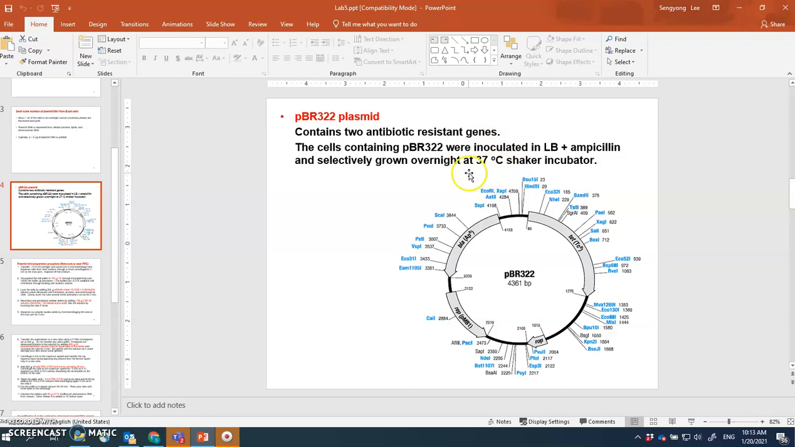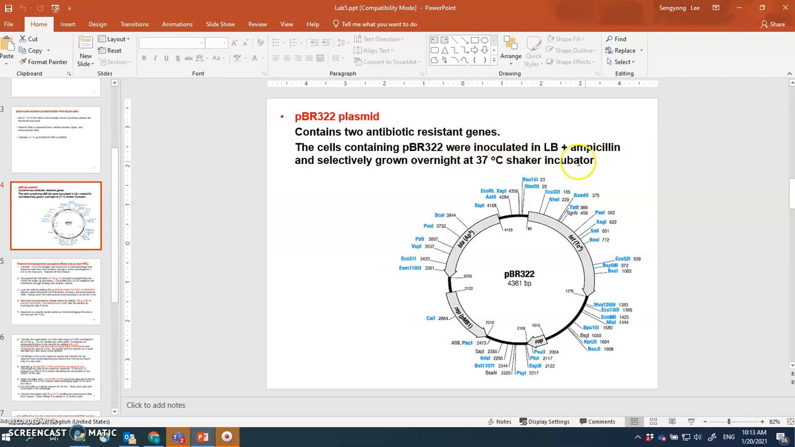So 37 degrees, same as our body temperature, because normally E. coli cells are originally found in the gut of animals and humans. Okay, so our human body temperature is a perfect temperature for them to grow. Overnight is a long time because they double every 20 minutes under the optimum temperature, so they should have doubled so many times, and there should be gazillions of cells in there.